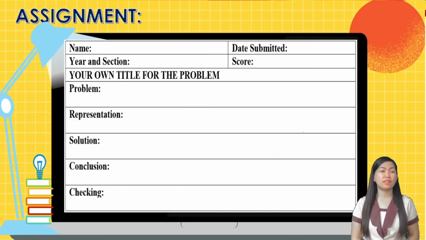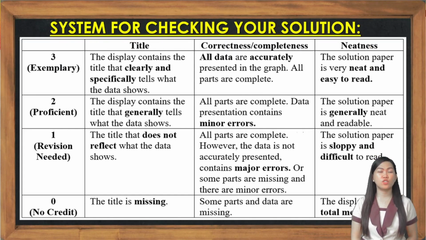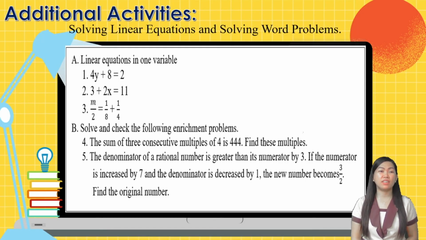Here's the format that you need to follow. Next, this is the system for checking your solution. So we have title, correctness and completeness, and neatness. You might get exemplary, which is equivalent to 3 points, proficient 2 points, revision needed 1 point, and no credit 0. Additional activities: solving linear equations and solving word problems.